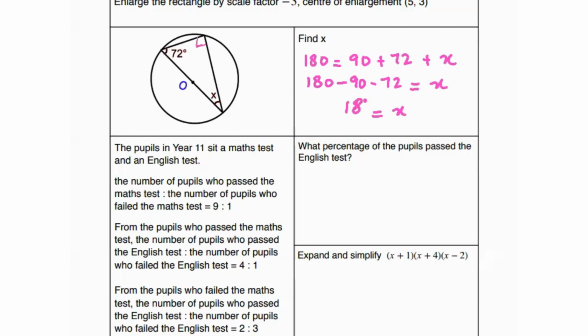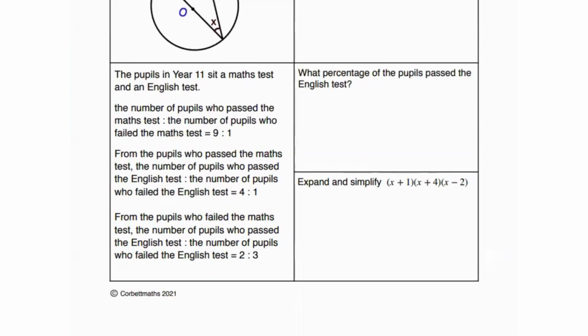That is your answer. Next question says that the pupils in year 11 sit a maths test and an English test. The number of pupils who passed the maths test to the number of pupils who failed the maths test is 9:1. From the pupils who passed the maths test, the number of pupils who passed the English test to the number who failed the English test is 4:1. Then from the pupils who failed the maths test, the number of pupils who passed the English test to the number who failed the English test is 2:3. So we have 3 different ratios over here. They want us to find out what percentage of the pupils pass the English test.